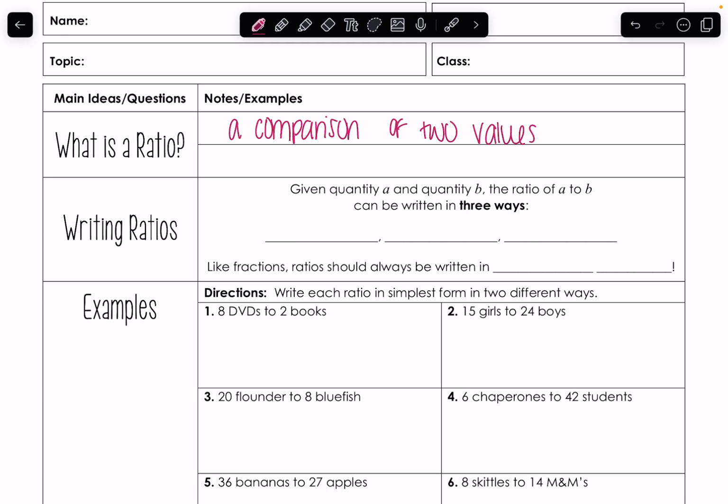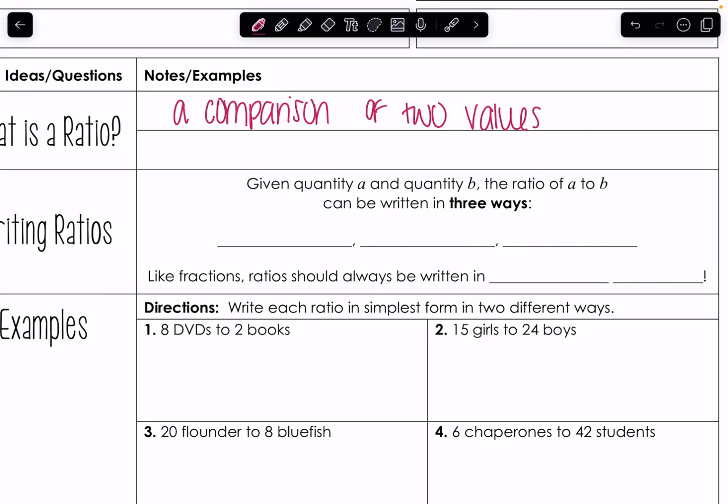All right, so when we're talking about ratios, it is typically talking about numbers. We're comparing two numbers together. Okay, so given a quantity A and a quantity B, the ratio of A to B can be written in three ways. I'll give you the way that you probably know first. A to B, and it's written like this with a colon in between A and B. I'm pretty sure we've seen this before, right? This is probably more of our 5th, 6th, 7th grade way of writing a ratio.